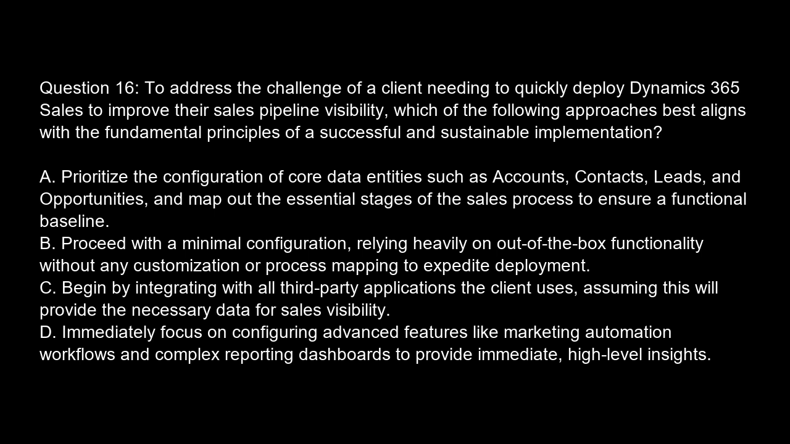Option A. Prioritize the configuration of core data entities such as accounts, contacts, leads, and opportunities, and map out the essential stages of the sales process to ensure a functional baseline. Option B. Proceed with a minimal configuration, relying heavily on out-of-the-box functionality without any customization or process mapping to expedite deployment. Option C. Begin by integrating with all third-party applications the client uses, assuming this will provide the necessary data for sales visibility. Option D. Immediately focus on configuring advanced features like marketing automation workflows and complex reporting dashboards to provide immediate, high-level insights.